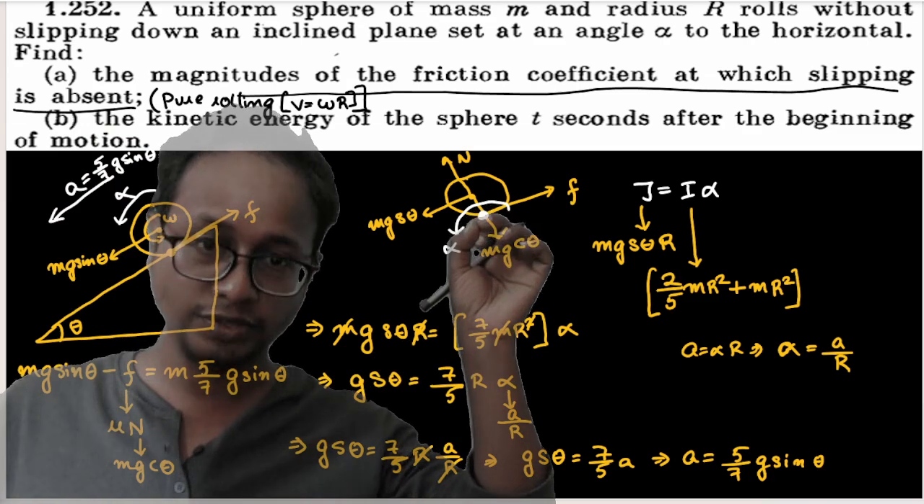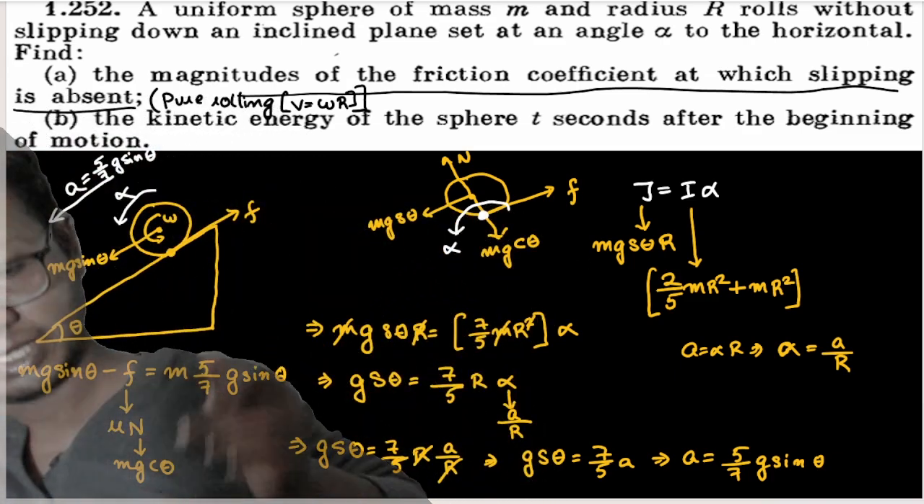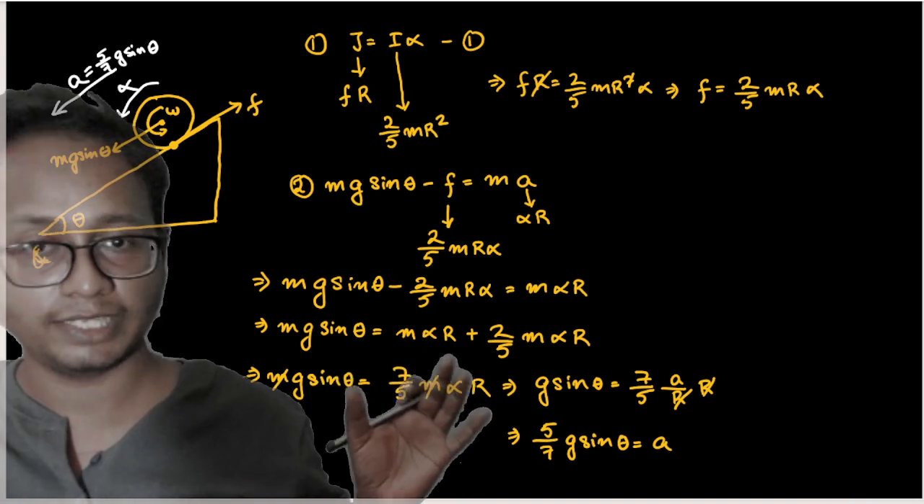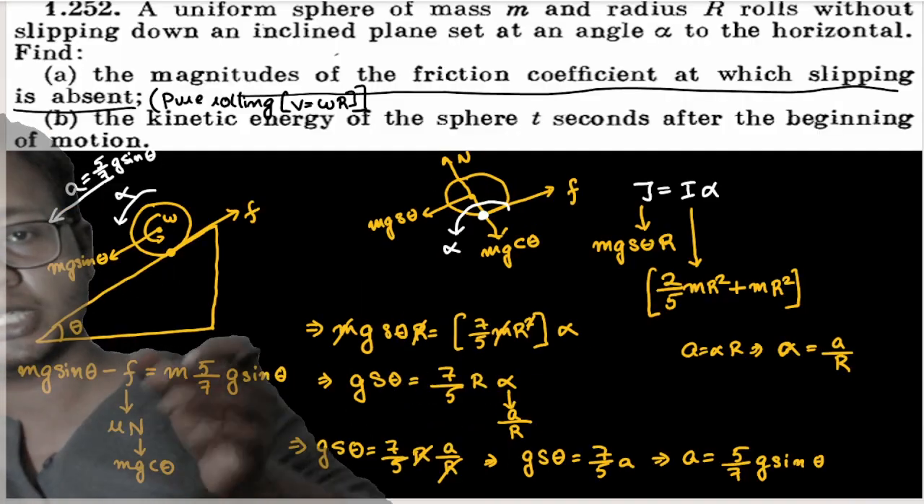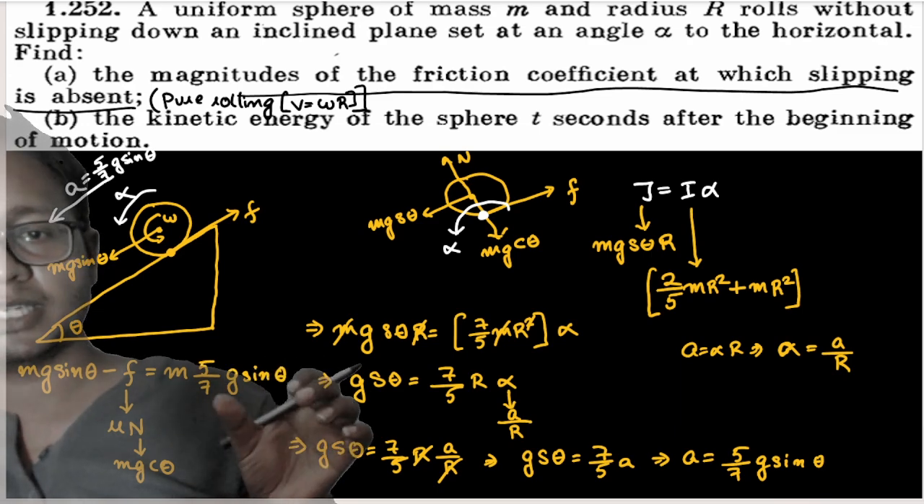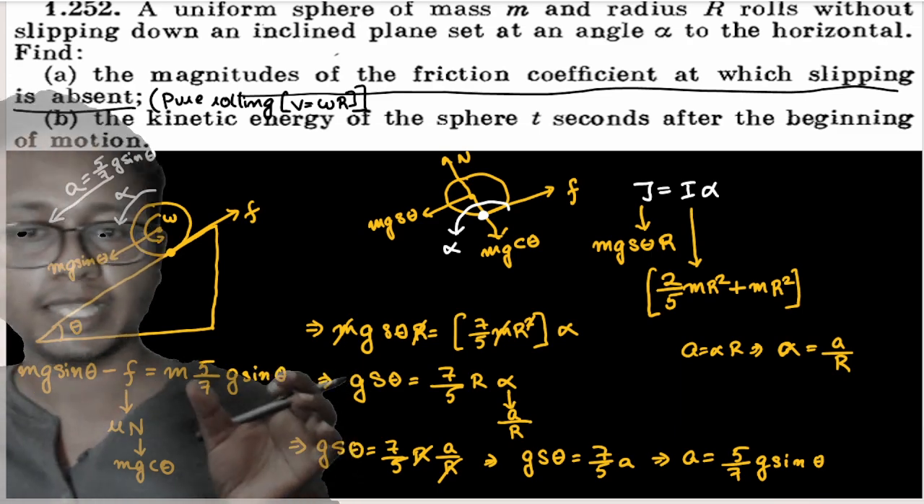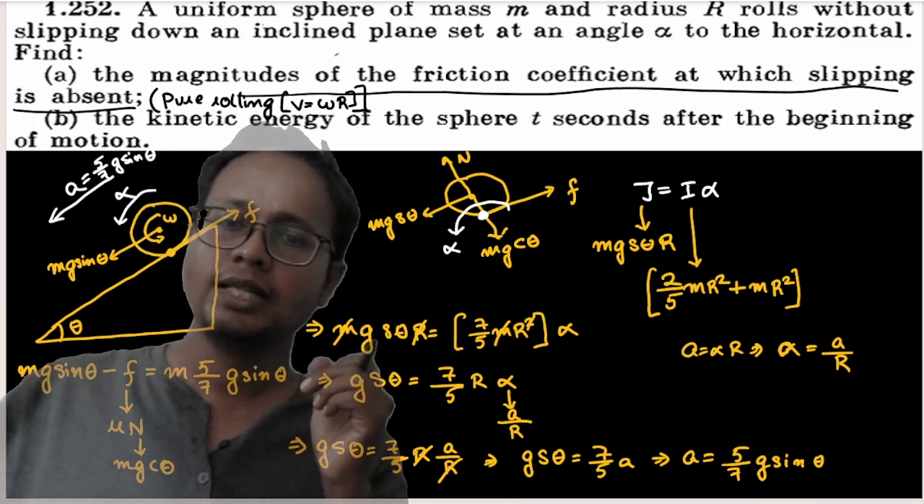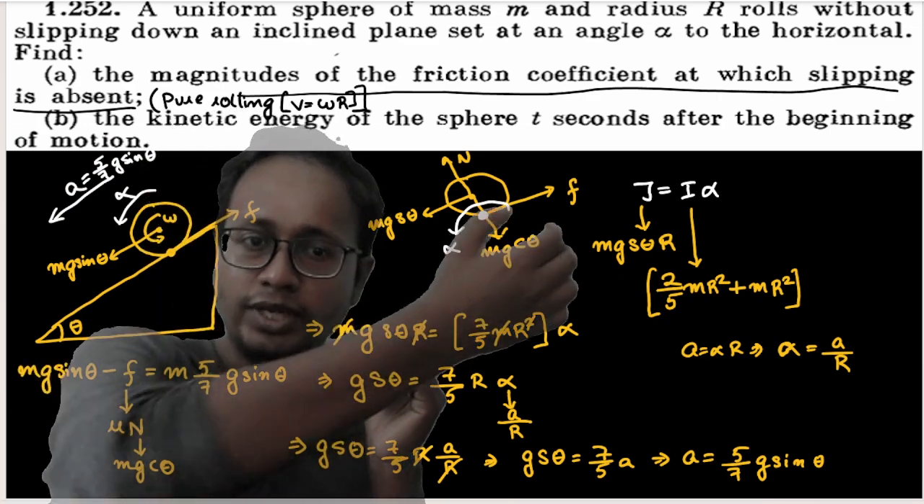So it doesn't matter if you use instantaneous axis of rotation or ground frame of reference. Both answers will be correct. You just need to remember the points that I gave you. After this, apply the linear motion equation: mg sin theta minus limiting friction is equal to mass into acceleration. In case of pure rolling, a is equal to alpha r, and apply this one. You'll get the value of mu. Then after getting the value of mu, substitute the value of mu in alpha.